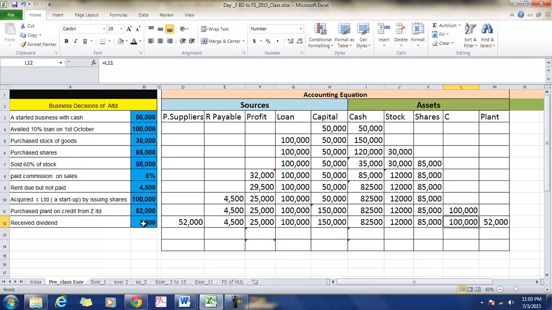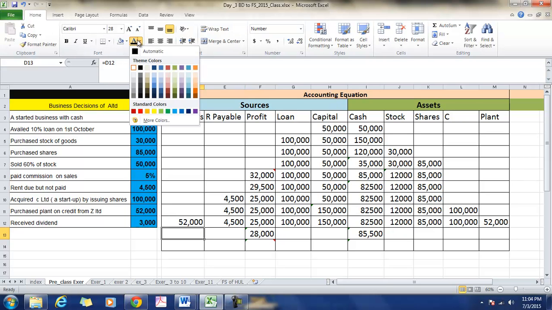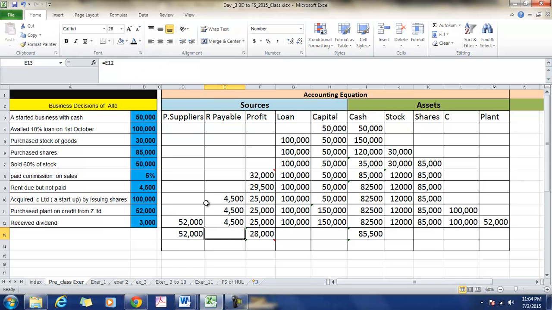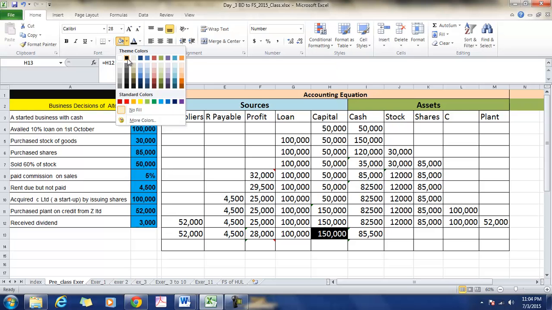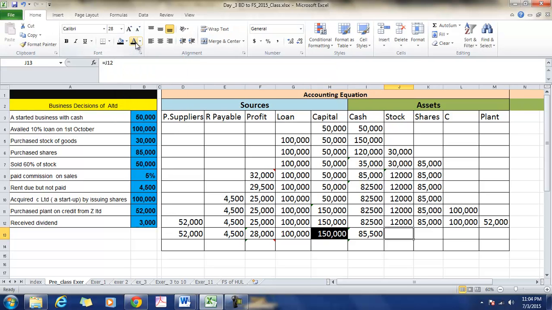And in this period we receive dividend. So dividend is an income and cash flow. The dividend will increase the cash and will increase the profit because dividend is an income. But there is no change in any other item on the equation. So no change in the rent payable, no change in loan or capital, no change in the other assets too, like stock or shares or C or the plant.